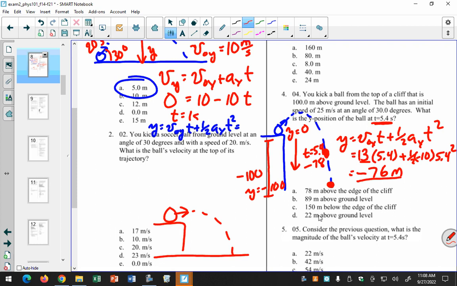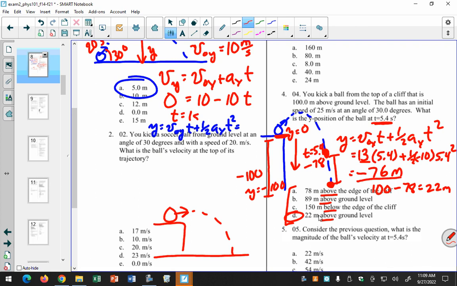But look, the options are all different. Some of them are above the edge of the cliff, above ground level, below the edge of the cliff, above ground level. And so if I'm 78 meters below the edge of the cliff, that means that this distance is 100 minus 78, or 22 meters above ground level. So D is the right answer. That's where that 100 comes into play, just finding the difference to measure it from the ground level up instead of from the cliff level down.